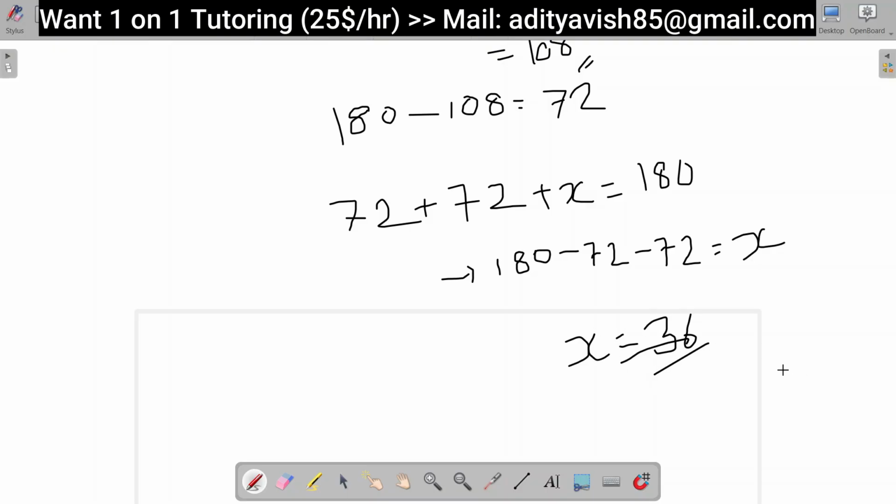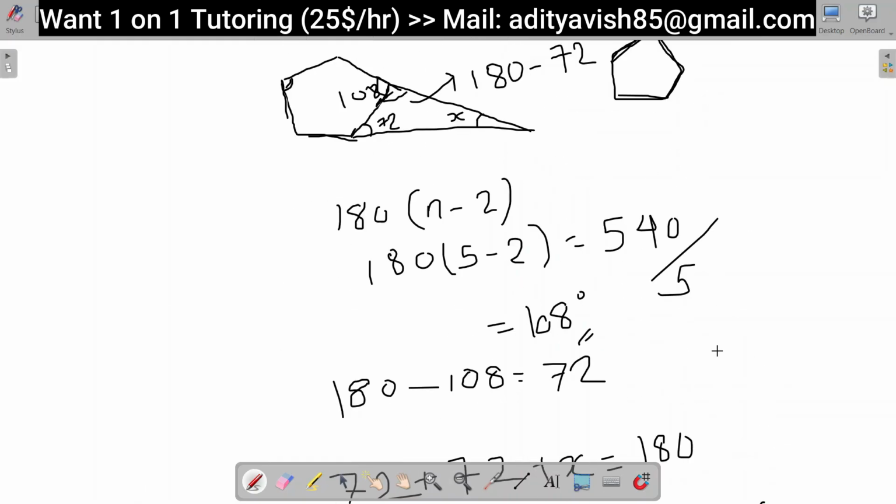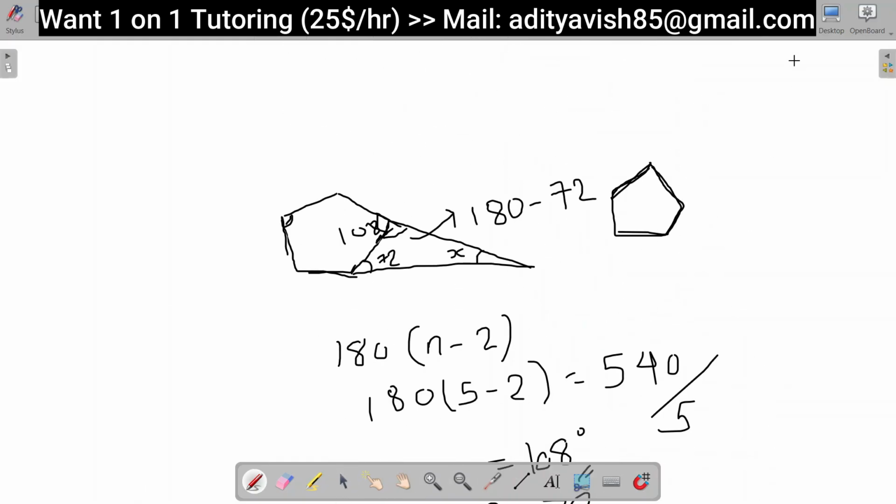So that's how we are going to solve this question. It's very easy.